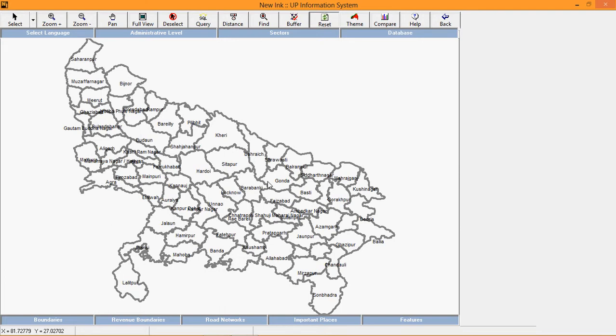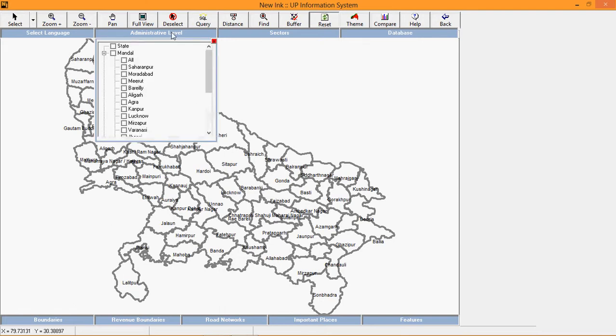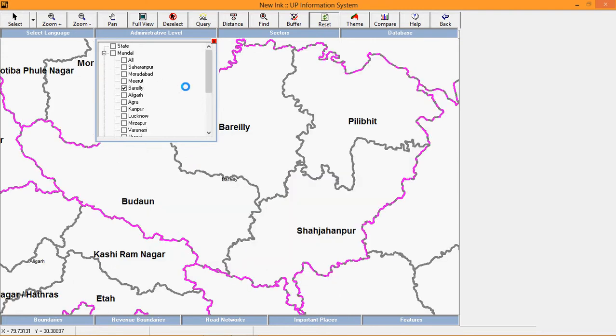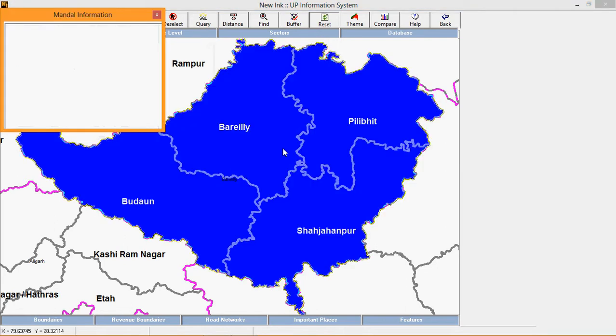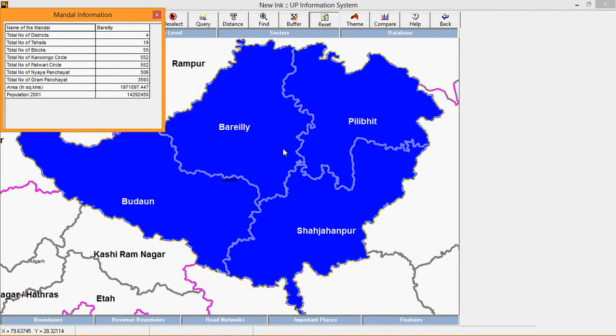So I'll just drill down at the level of one boundary to show all the micro level data, so that it will make you understand and convince, how this data can be utilized by different corporate groups for different purposes. I'll go to any district, any mandal rather. Under the state boundary, it is the revenue division which comes as the next level of administration. This is Bareilly mandal. The details of Bareilly is like it has got 4 districts, 19 tehsils, 55 blocks.